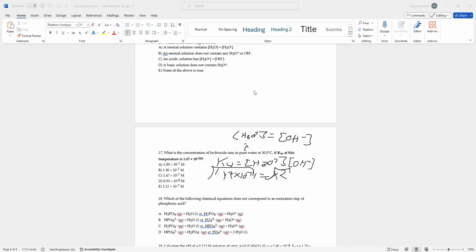1.47 times 10 to the minus 14, and I'm going to square root that. 1.21 times 10 to the minus 7. That is E.